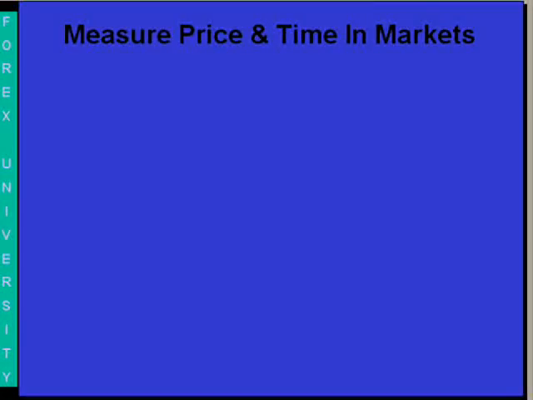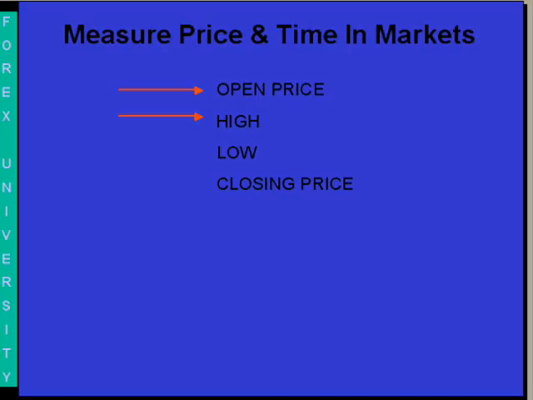As we mentioned earlier, markets are measured in sessions, in time. We measure price and time in markets based on the open, the high, the low, and the closing price. During a session, there'll be a price that opens up for this particular instrument, meaning either a share or a bond or a commodity or a currency. The opening of the session is the price that this particular, we'll just say, widget opens at.